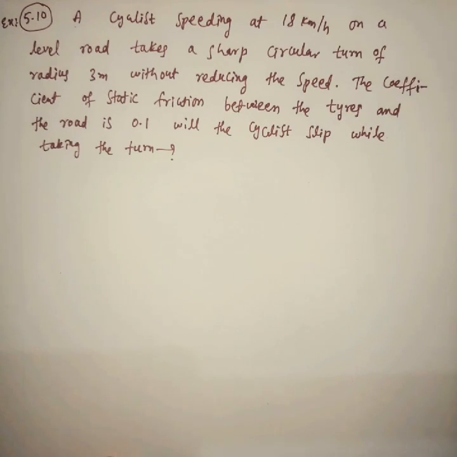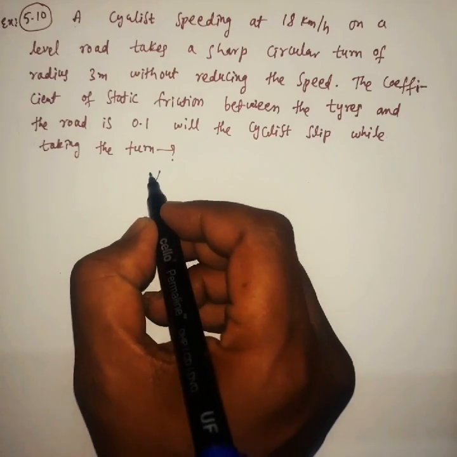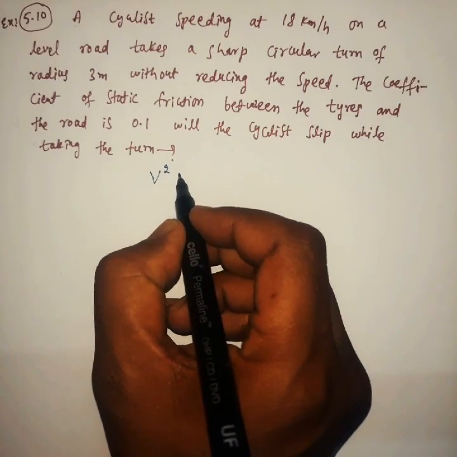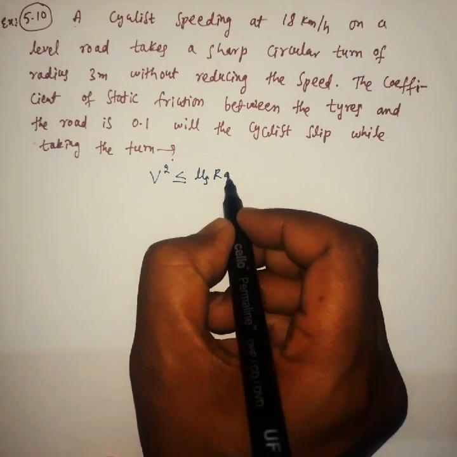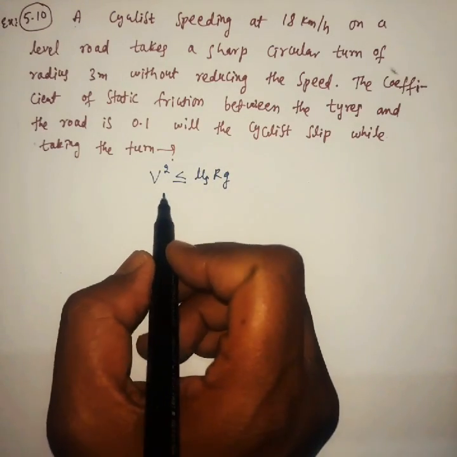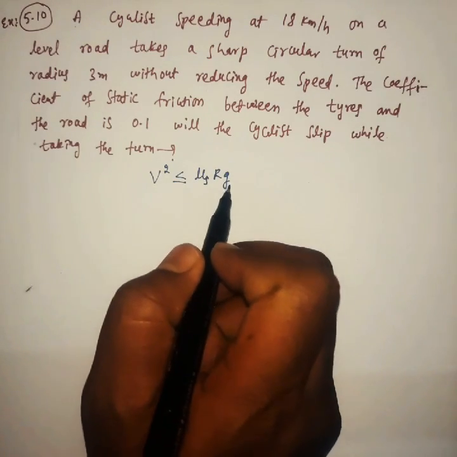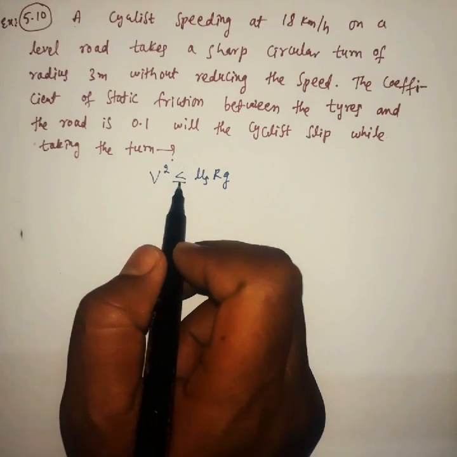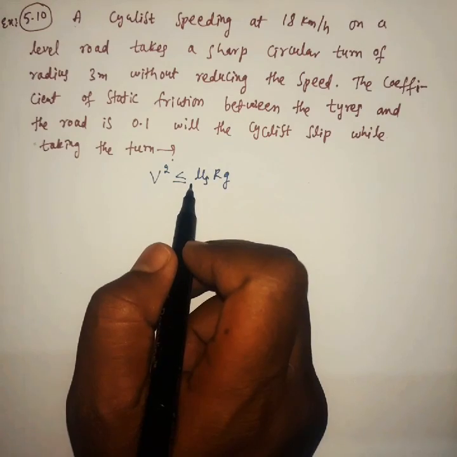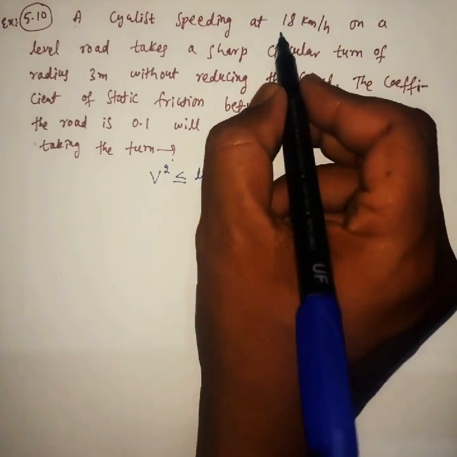So here we have a condition. So what is that condition? V square is less than or equal to mu s rg. If the cyclist satisfies this condition, he will not slip. If the cyclist does not satisfy this condition, he will slip. So let us find. The value V is given.